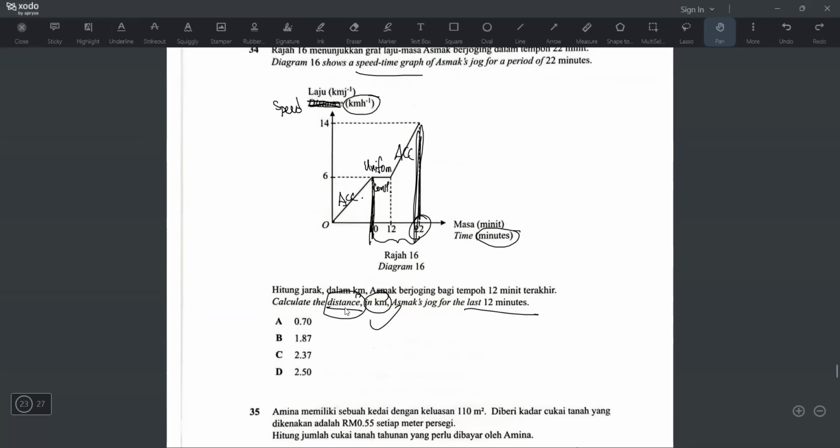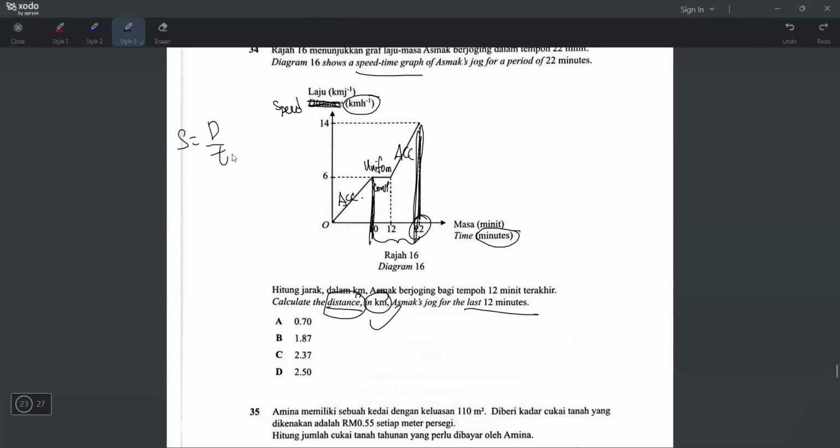But I want the distance now, so you have to use the area under graph. And ada sebab tau. Sebab speed punya formula is distance over time, so distance adalah speed darab dengan time. So you are actually taking the speed darab time, means the speed which is in kilometer per hour, but you have to make sure the time in hour. Sebab kalau dia punya time tak hour, dia tak boleh potong. You gonna make sure time hour baru boleh potong, then you get in kilometers.